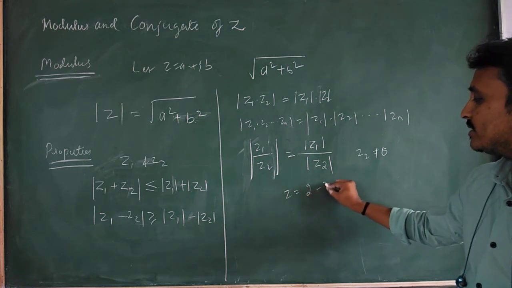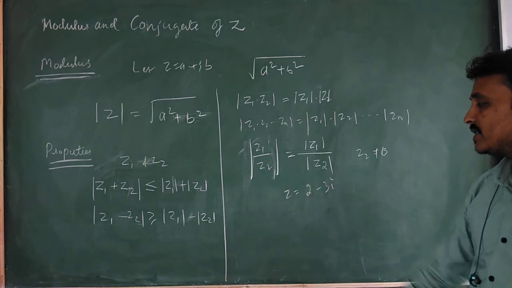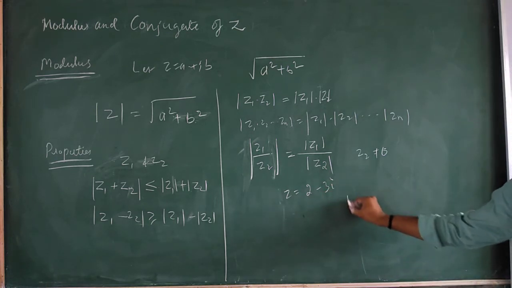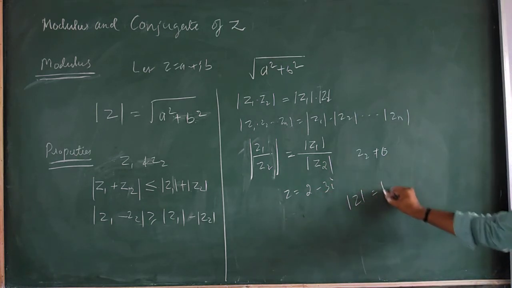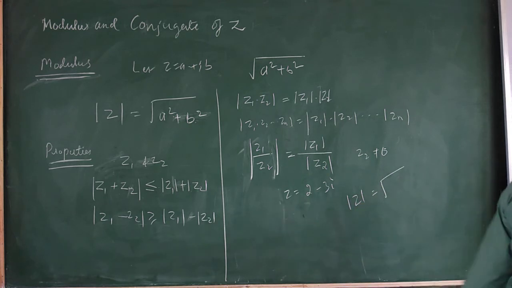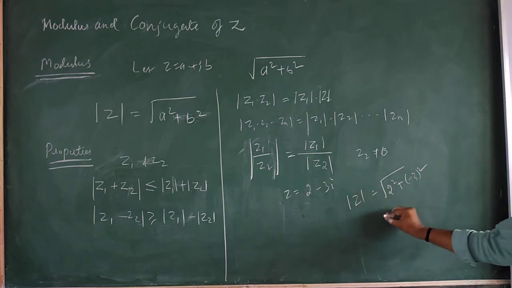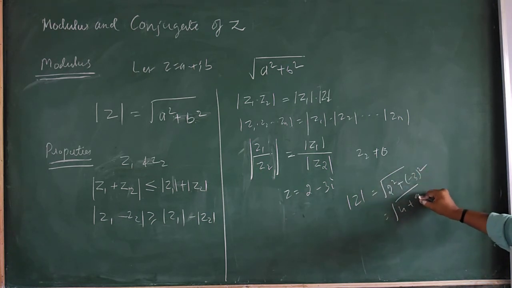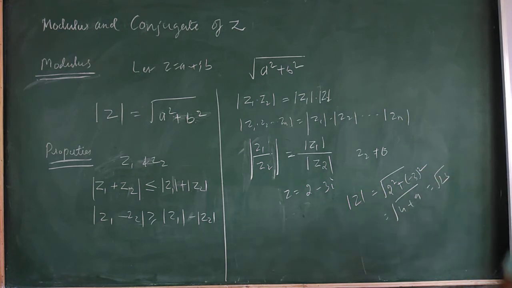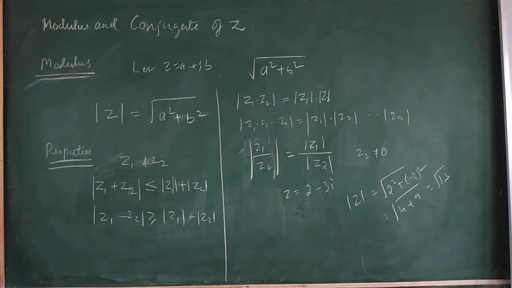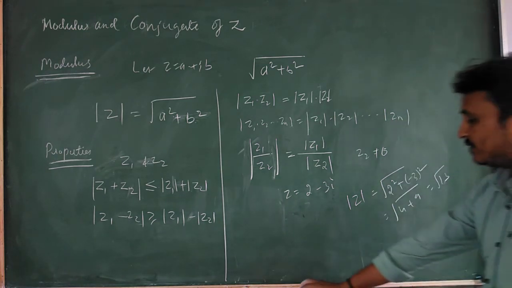Here z equals 2 minus 3i. What is the modulus of z? Modulus of z equals under root of a square plus b square, where a is 2 and b is minus 3. That is 2 square plus minus 3 whole square, that is 4 plus 9, which equals root of 13. Root of 13 is the modulus of this complex number z equals 2 minus 3i.